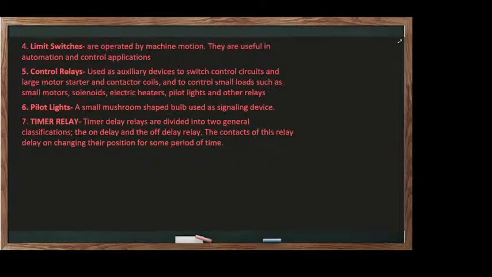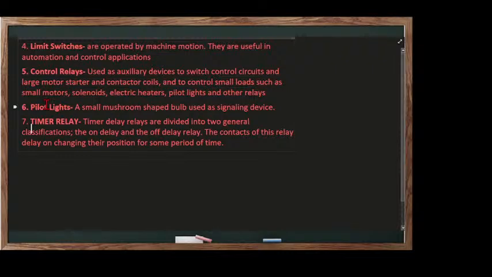Then the next are the limit switches, which are operated by machine motion. They are useful in automation and control applications. Then we have the control relays, used as auxiliary devices to switch control circuits and large motor starters and contactor coils, and to control small loads such as small motors, solenoids, including servo motors, no? They also control electric heaters, pilot lights, and other relays.